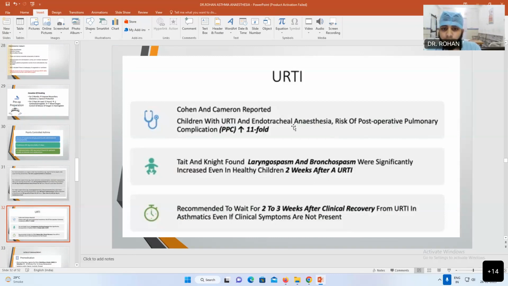It has been found that preoperative URTI, especially in children, increases the risk of postoperative pulmonary complications 11-fold. And Tait and Knight found that laryngospasm and bronchospasm are significantly increased even in healthy children 2 weeks after URTI. So it is recommended to wait for 2 to 3 weeks once a child with asthma has URTI.